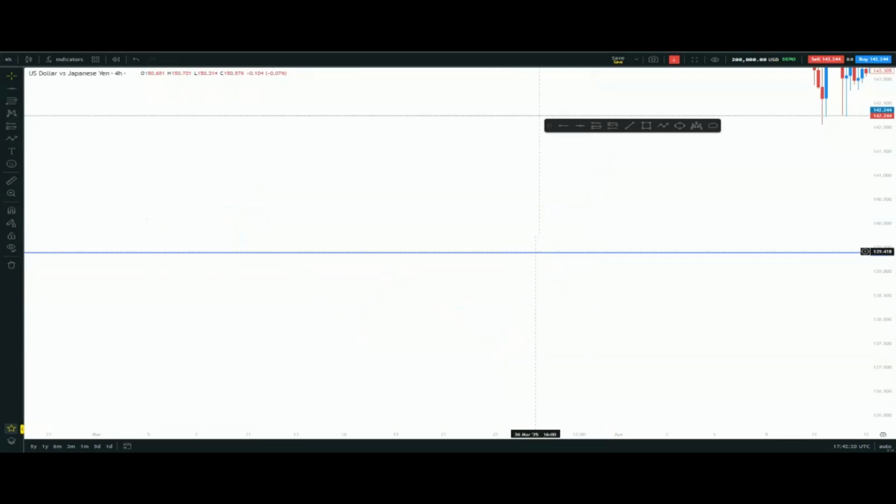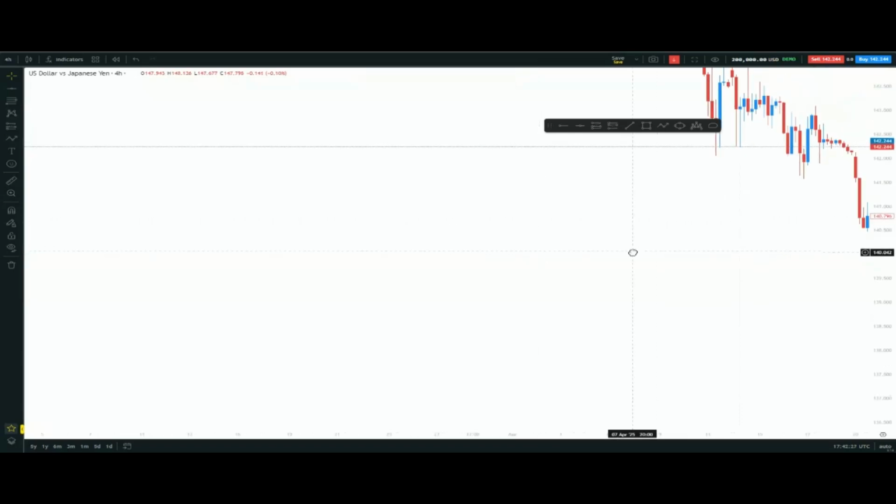That's the second thing. And the third thing you want to do, you have to check for confirmations, because not all levels are valid. If you don't get a confirmation, you don't enter the trade. It's as simple as that.